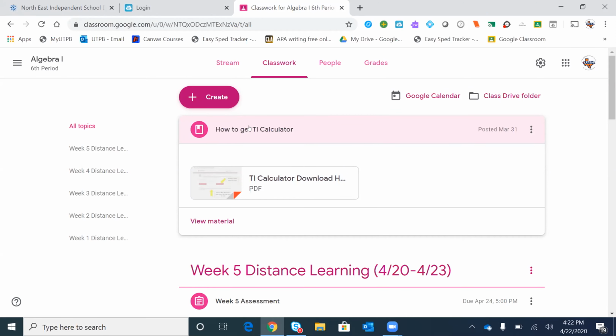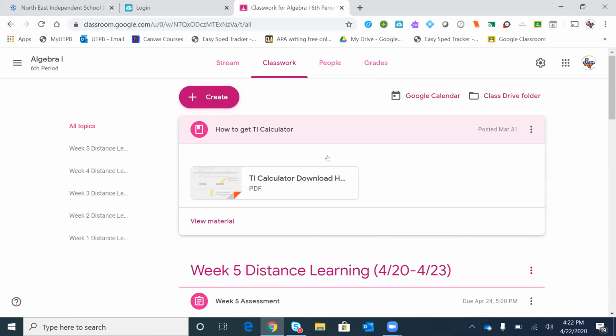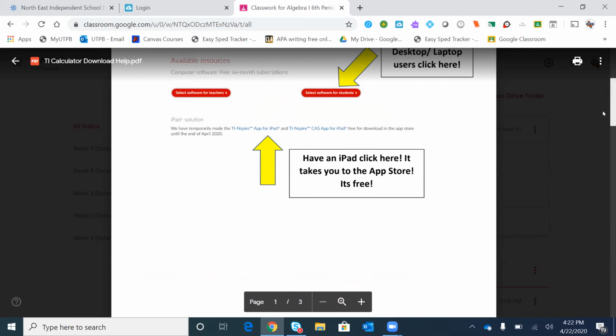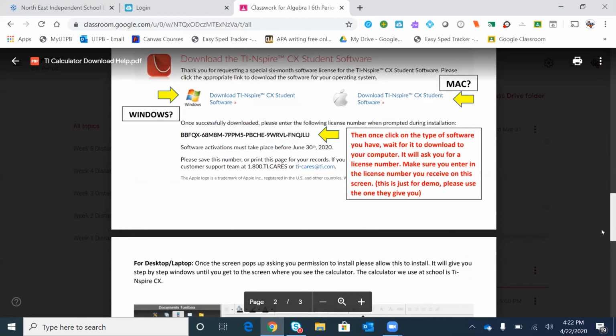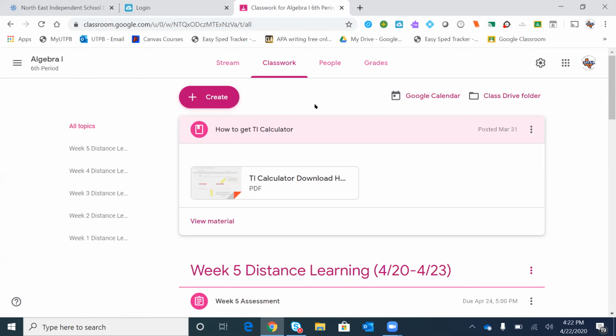right here is where you can get the TI calculator. It's at the top of each class period. So how to get a TI calculator, it's online. You can use desktop version, iPad. It tells you what to do for those and where to click and the codes that you need. So if you need an online calculator, try it out. If you cannot get that calculator, please let us know and we can maybe see about getting you another type of calculator. But that's the best way to get that calculator because it's free. You don't have to go anywhere to get it. It'll be right there on your computer.